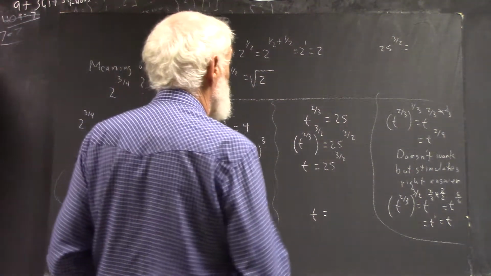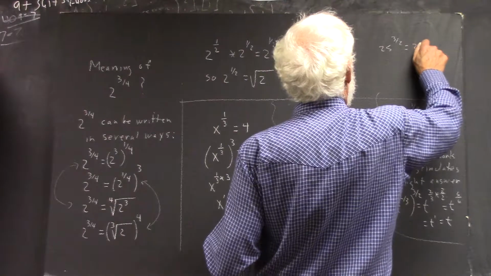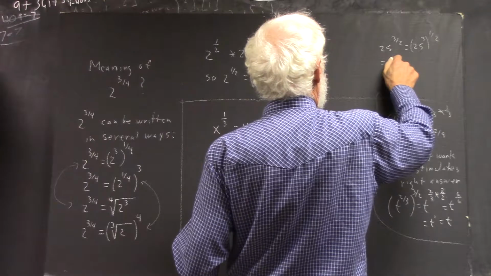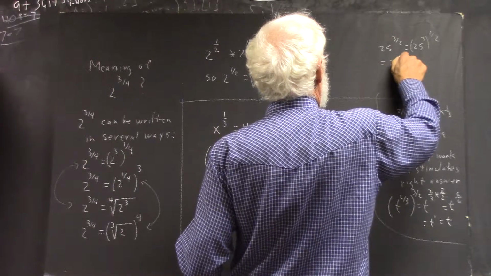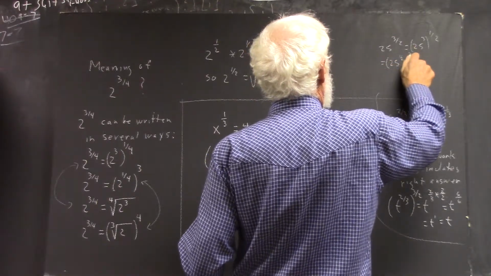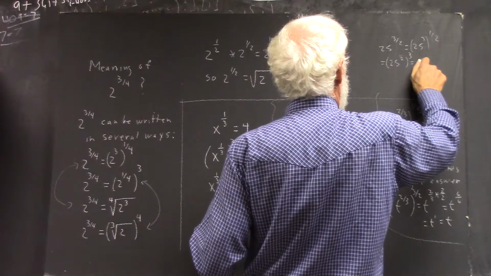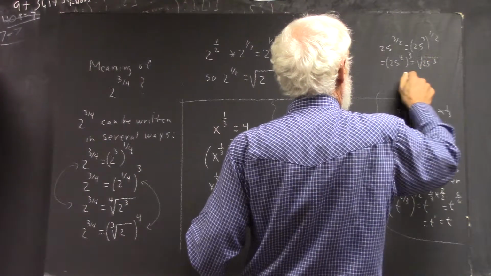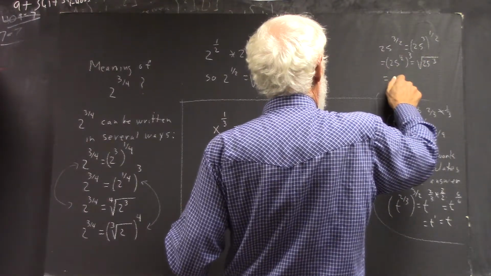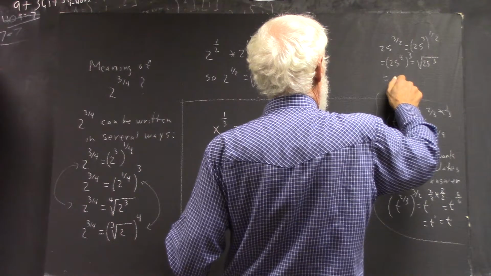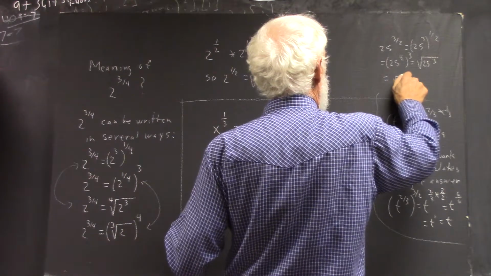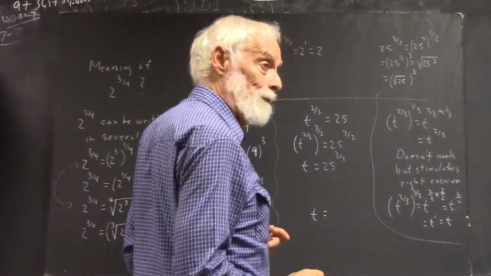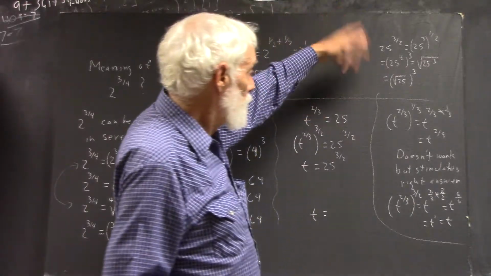25 to the 3/2 could be written as 25 to the 3rd to the 1/2, or 25 to the 1/2 to the 3rd, or the square root of 25 to the 3rd, or as the square root of 25 raised to the 3rd. Now, which of these has something you can compute easily?